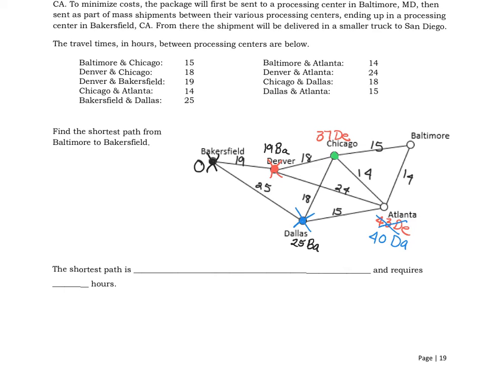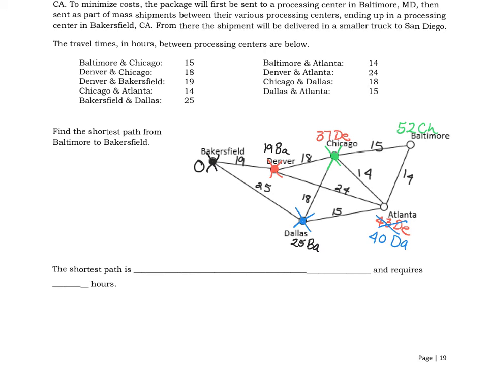All right, so I have the 37 plus 15. That gives me 52 in Baltimore from Chicago. And then the 37 plus the 14 gives us 51 in Atlanta, wait, 41. So I will not be replacing the 40 in Atlanta. Okay? So we will say Chicago is visited.